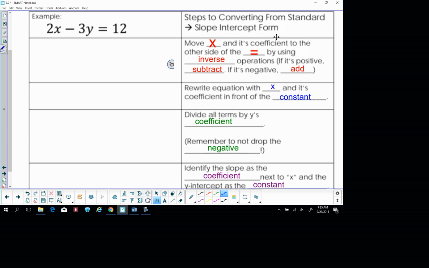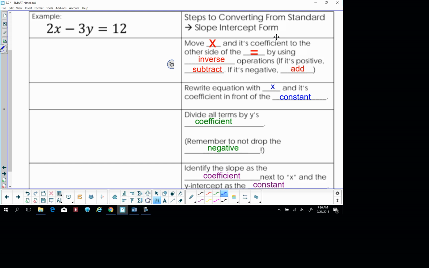Okay, I think most pencils have stopped moving, so I'm going to go ahead and get started on the example. So the first thing that we're going to do is move x and its coefficient to the other side of the equal sign by using inverse operations. That sounds like a lot of words, right? But this is doing what we've been doing.